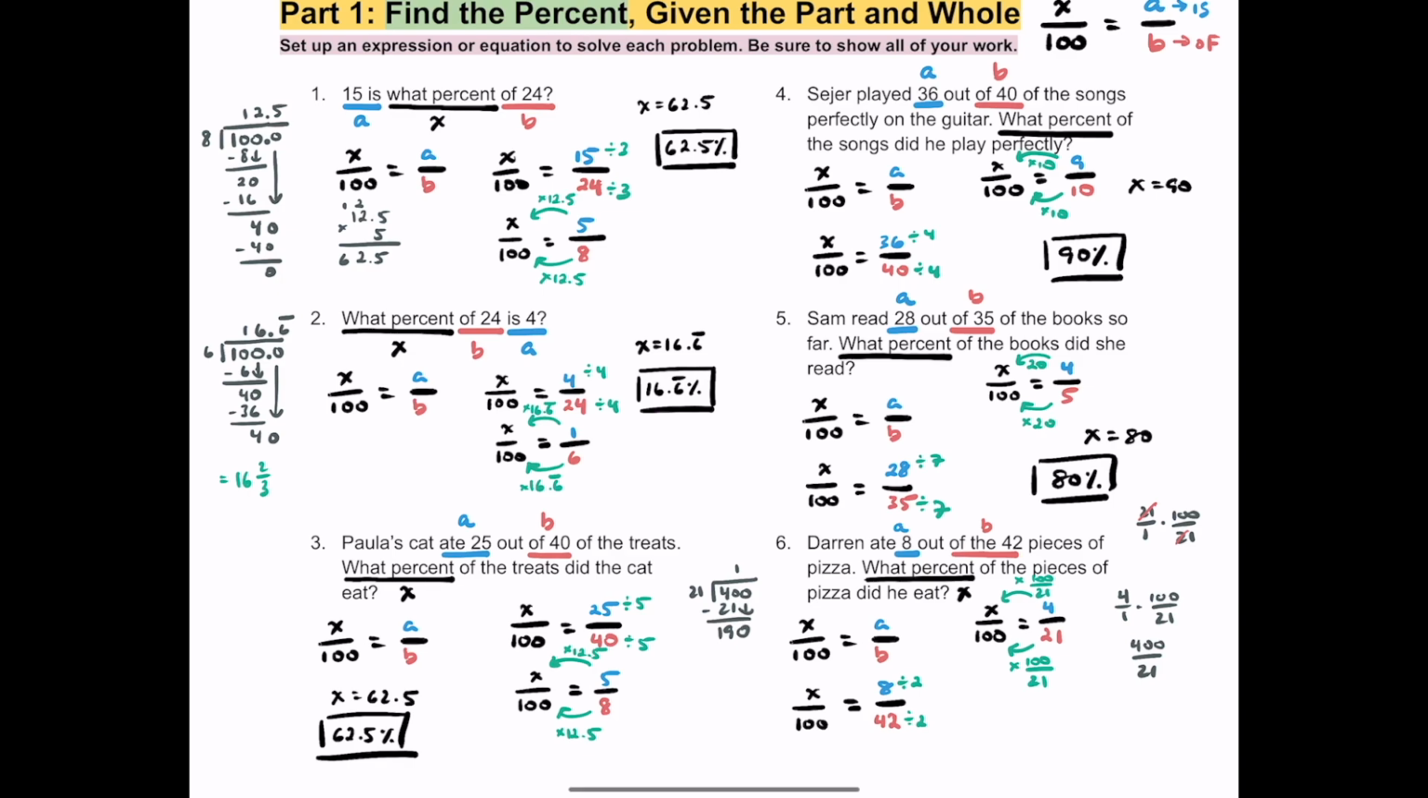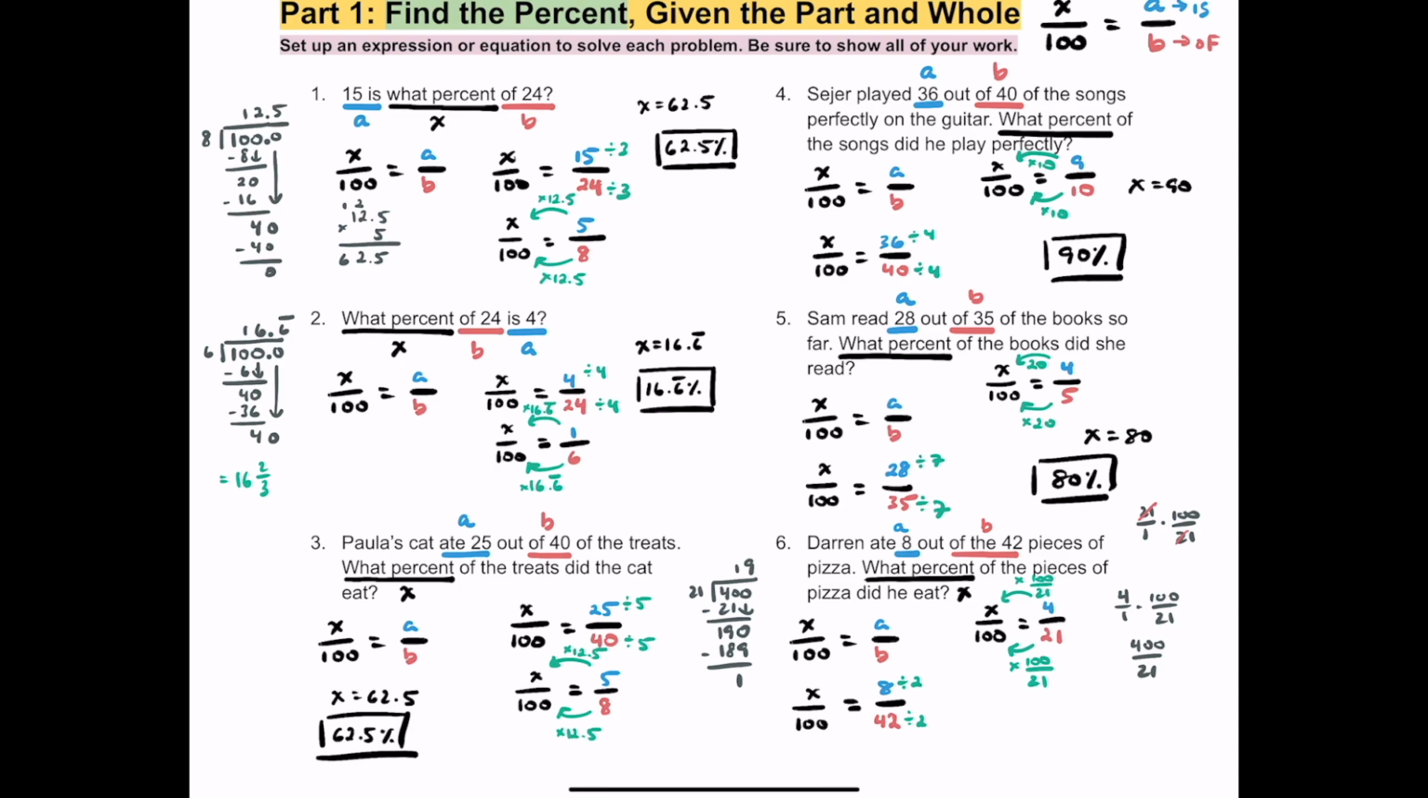Bring down the 0. And 21 into 190. Let me think about that. I'm thinking maybe something like 9-ish. I think 9 is probably what we're looking for here. So 9 times 21. I know 9 times 20 is 180. This is 189 with 1 left over.